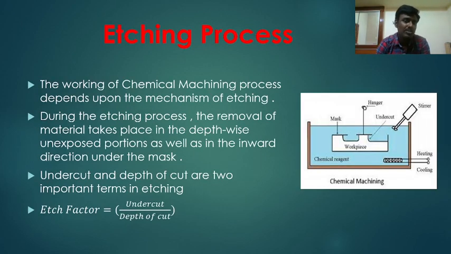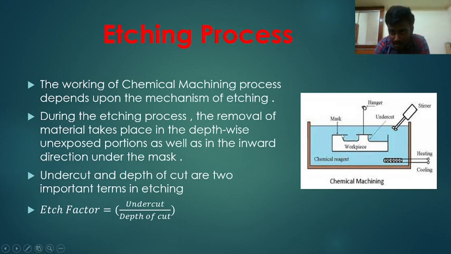So the material below it cannot be removed by the alkaline or acidic solutions. And the etching process is the most important process in chemical machining, because it decides the rate at which the material is removed. So we need to be familiar with this term, and have a look at this diagram.